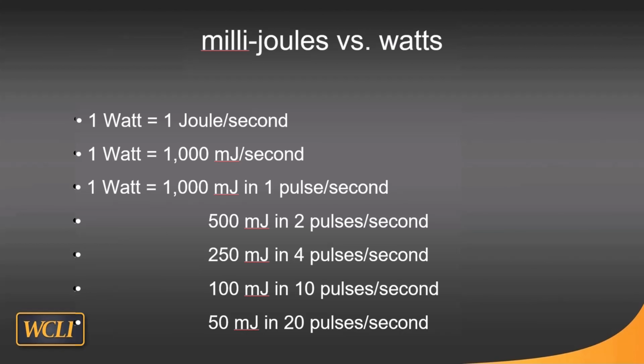Well, one pulse would be 1,000 millijoules per second. Actually, they're all 1,000 millijoules per second. But how do you divide that up? Well, if you only have one pulse per second, then that one pulse would be 1,000 millijoules.